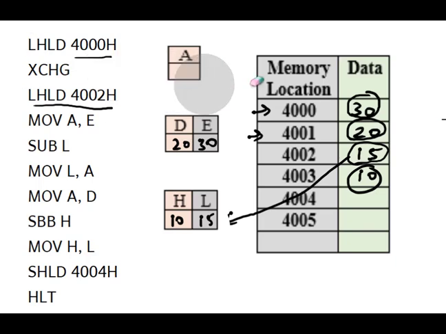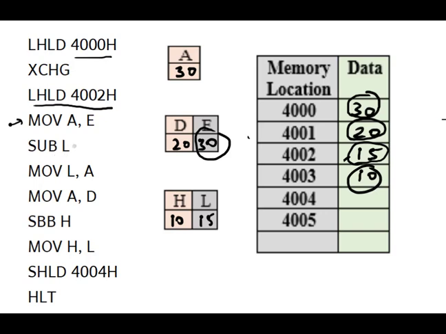Now next step: we know that we cannot do any subtraction or addition without A, so we need to transfer the data, with some exceptions. So we transfer E with the instruction MOV A, E. We transfer this data to register A, so A becomes 30.